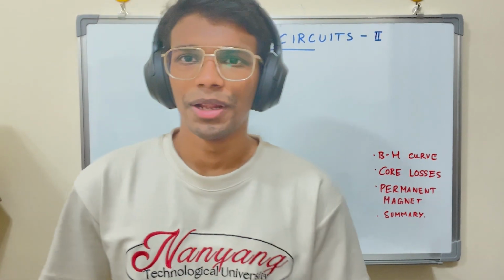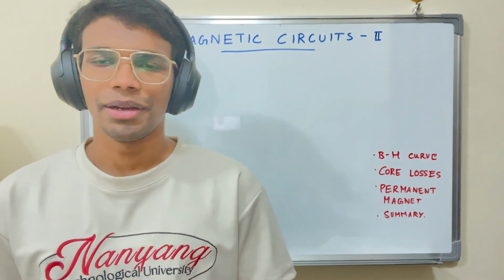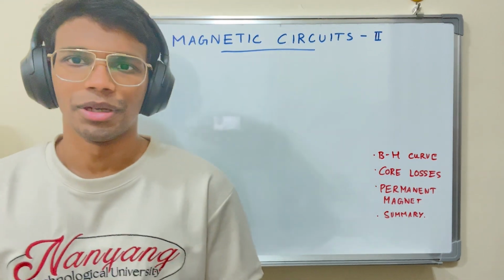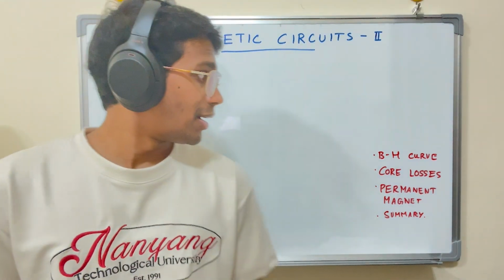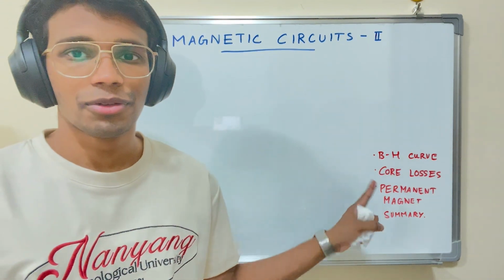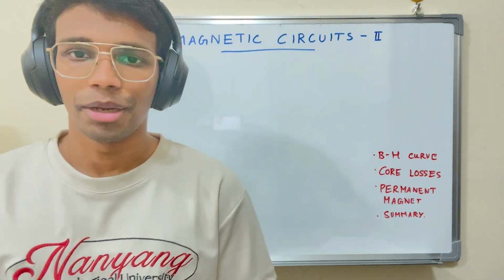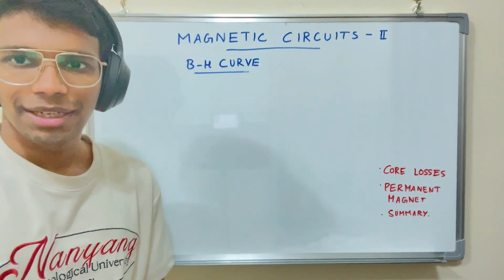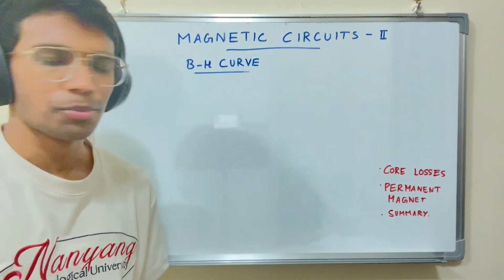Hey guys, welcome to the second lecture on magnetic circuits. This will be the second part of a two-part series, and we will be talking about the BH curve, core losses, permanent magnet circuits, as well as a brief summary of both. We'll be discussing the BH curve in this portion.